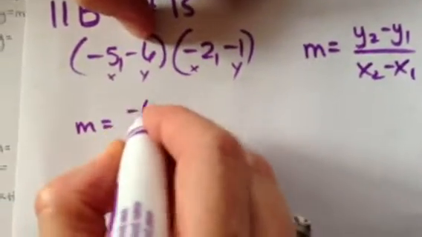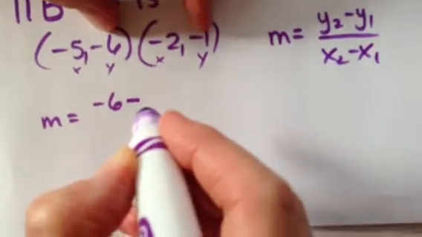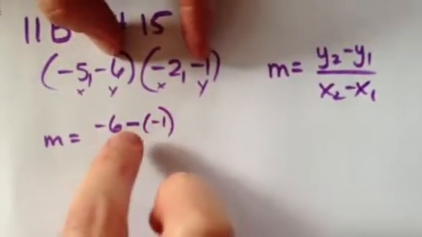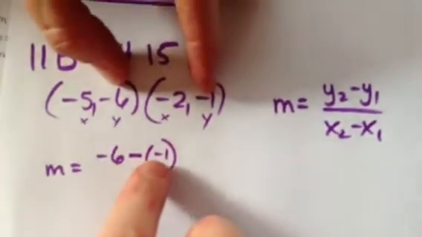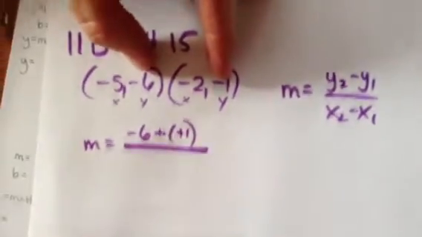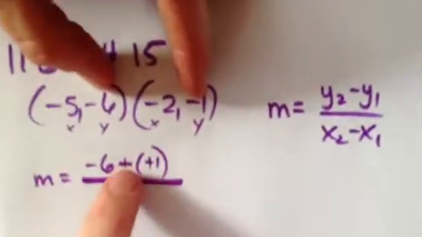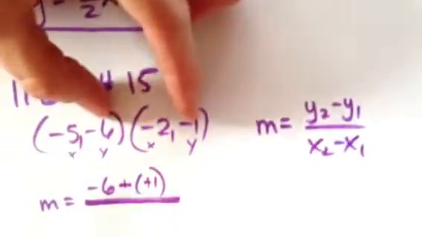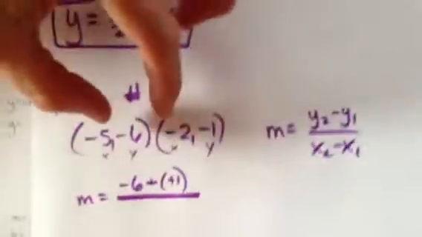So I'm going to do negative 6 minus, be really careful, this is a negative 1. You always subtract. And be careful because you're subtracting a negative. So know what that's going to do. It's going to end up doing that, isn't it? 2 negatives. Remember, a minus and a minus is a plus. So you're doing your y's on the top.